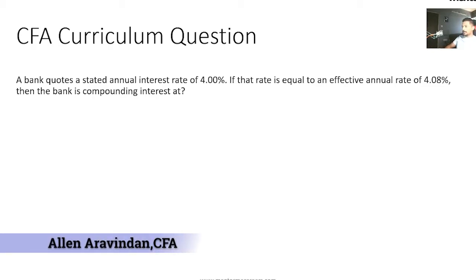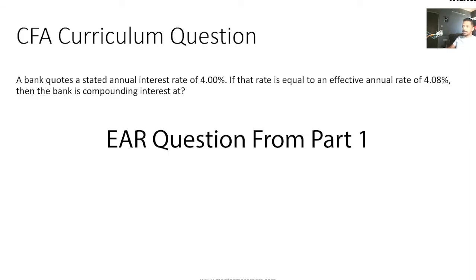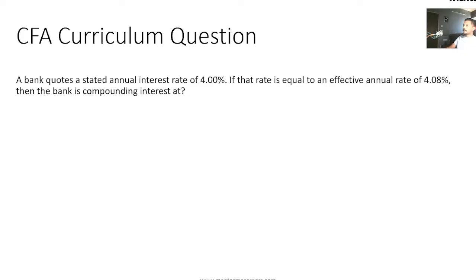Okay, so this is the example which is given here. These are the kind of questions which can actually turn up in the real exam, right? And what they're trying to say is that the stated rate was 4%, and the actual rate at a compounded level is about 4.08. So you have to figure out what the compounding level is that is exactly happening.